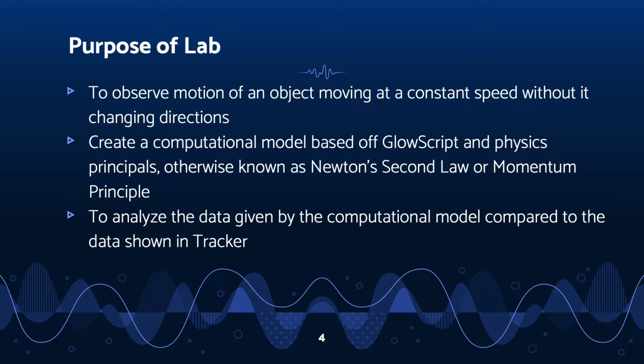The purpose of the lab was to observe the motion of an object moving at a constant speed without changing directions, and to create a computational model based off GlowScript and physics principles, otherwise known as Newton's second law or the momentum principle. Another thing that we had to do was to analyze the data given by the model and compare it to our data presented in Tracker.